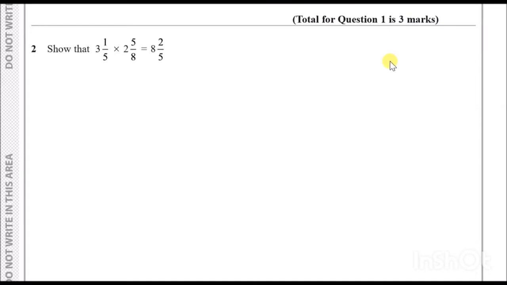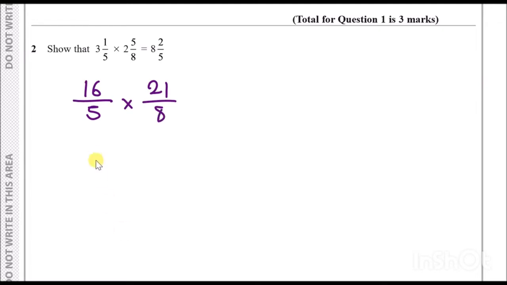Now, for number 2, they want us to show that this multiplication equals the right-hand side. Now, as usual, guys, you cannot put this in your calculator straight away because you need to show some steps. Now, what I will do, guys, is always rewrite this as an improper fraction. So to change 3 and 1/5 into an improper fraction, I would multiply 3 with 5, which will give us 15, and add the 1, and it will give us 16. So it will be 16 over 5. And for the second fraction, do the same thing. 2 times 8 is 16. 16 plus 5 is 21. So it's 21 over 8.